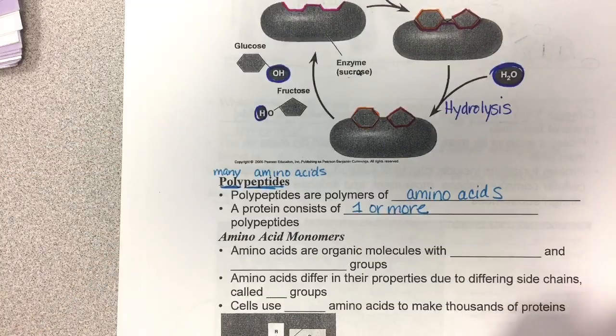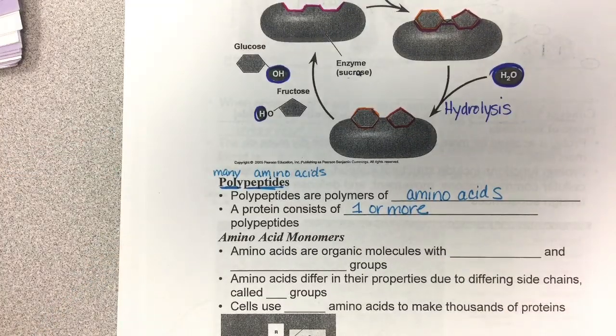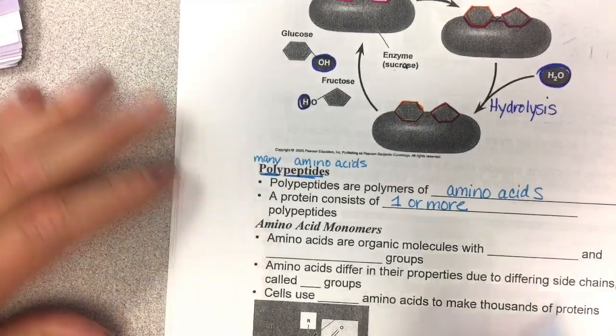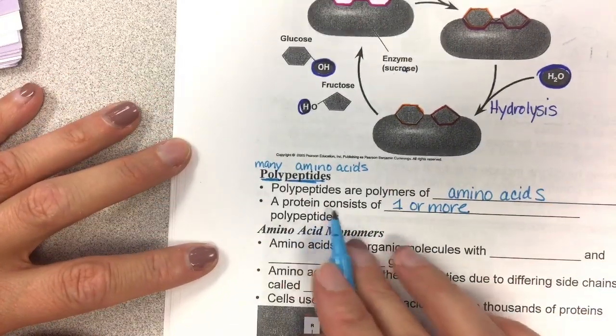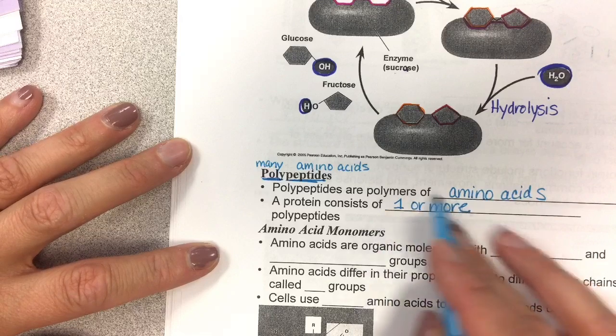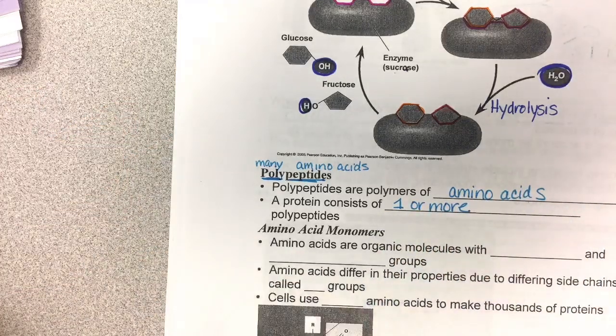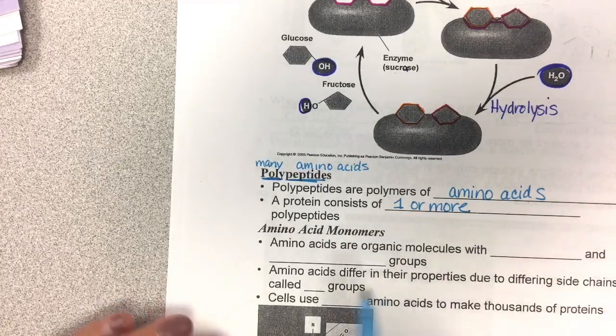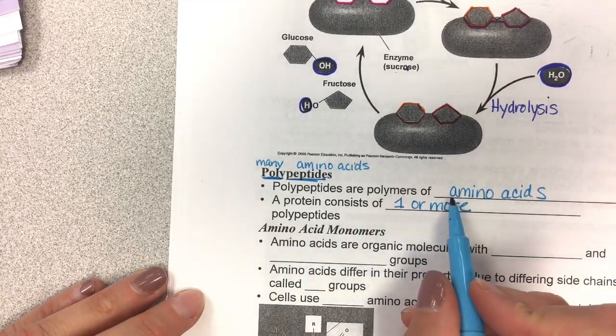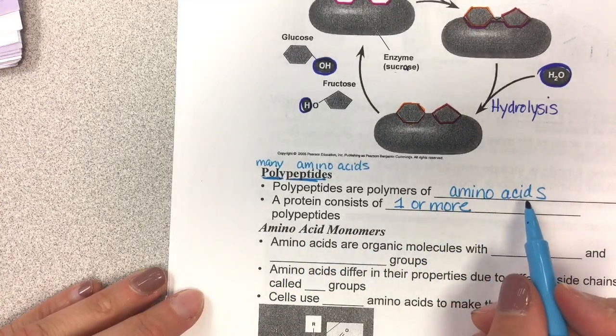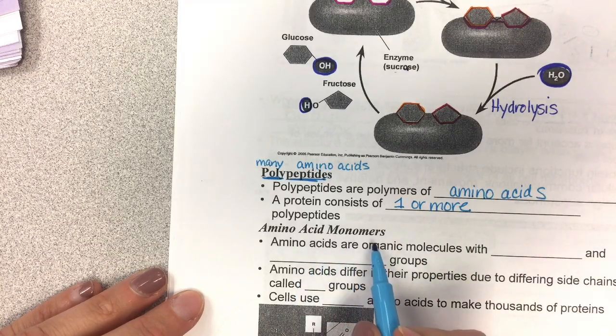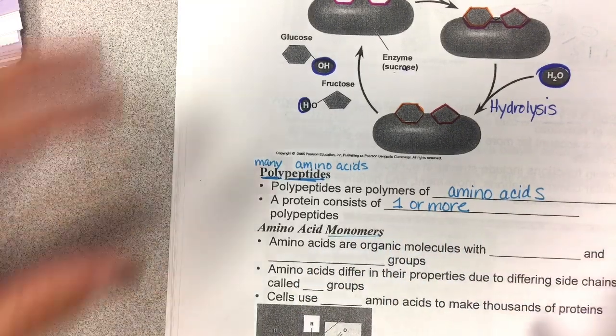So what does that mean? You can have multiple chains of amino acids. Before we build on that, I'm going to come back to that, about how it consists of one or more polypeptides, later on in the notes. So let's just look at the basic structure, and that is the amino acid. The amino acids are the monomers.